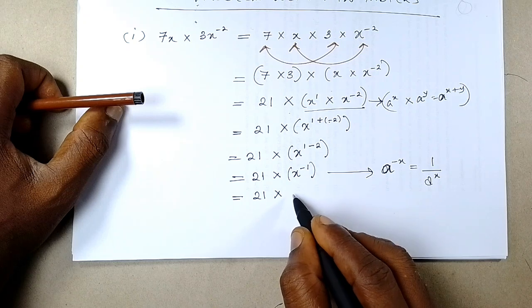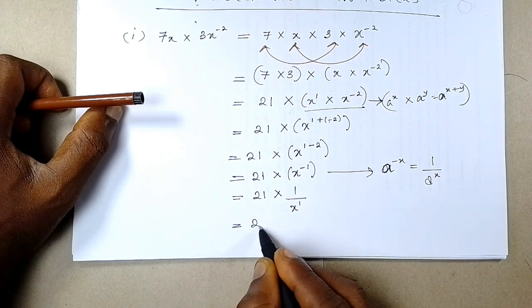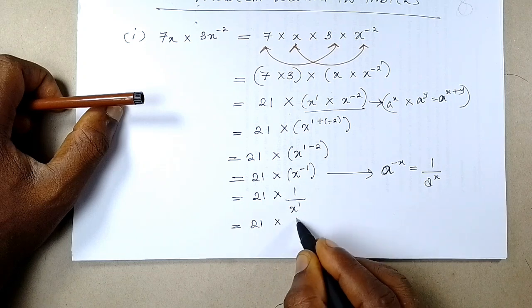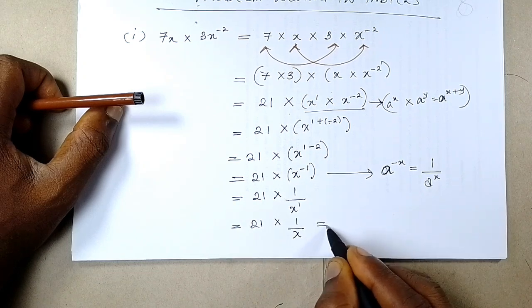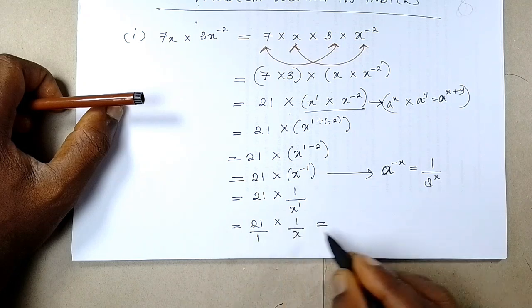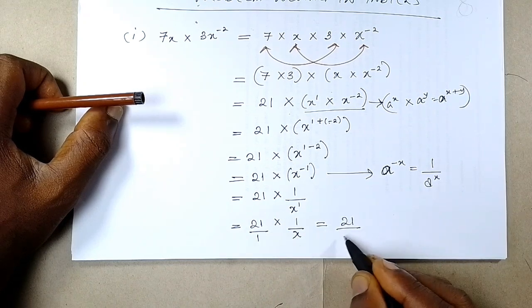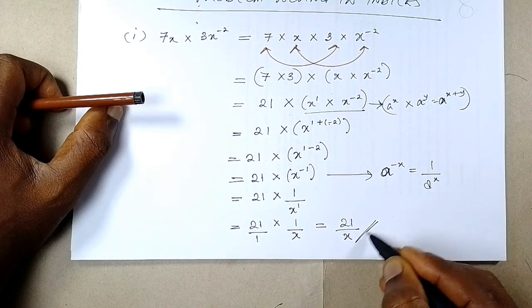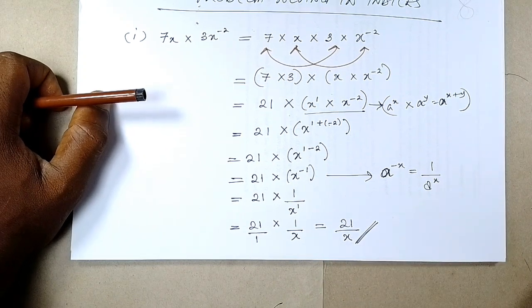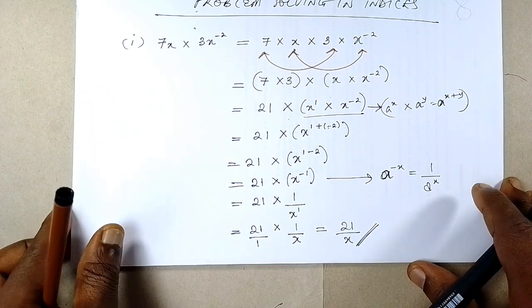So that would make us have 1 over x raised to power 1, which is the same as 21 times 1 over x. And 21 times 1 over x is just like 21 over 1 times 1 over x. 21 times 1 is 21, and 1 times x is x. So this simplifies the problem for you, and that solves that problem. Now let's move over to the next problem in this class.